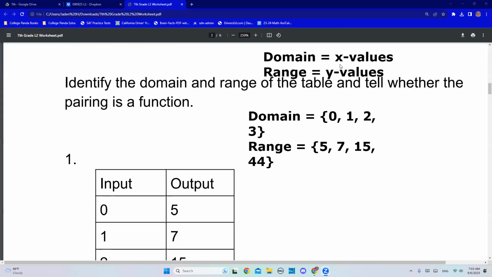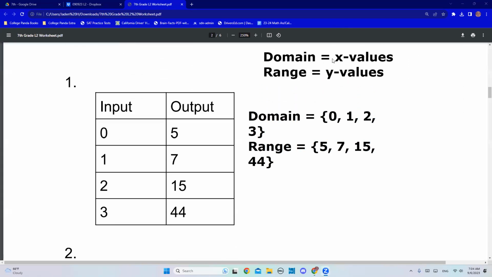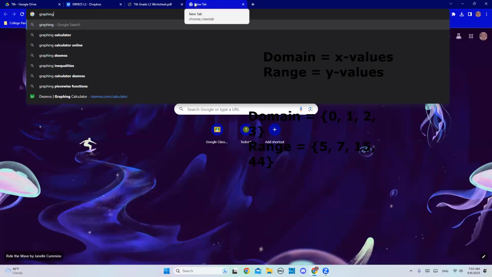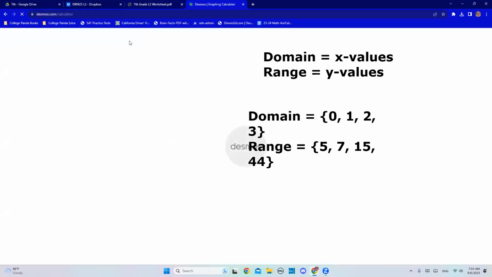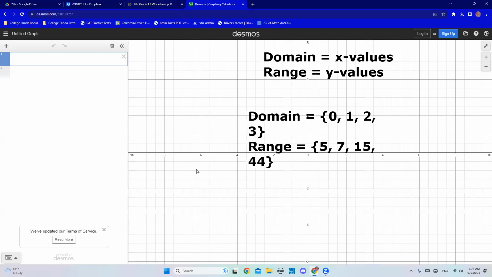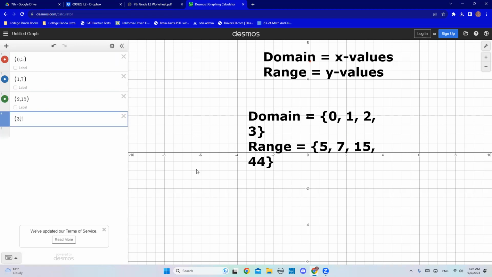So next we have to determine whether the pairing is a function. The best way to test if something is a function is to see if it passes the vertical line test. So let's try that out. What I'm going to do is use a graphing calculator that could help us. So I'll plot out all of the points: 0, 5; 1, 7; 2, 15; and 3, 44.